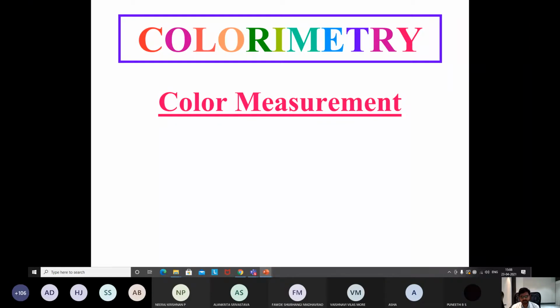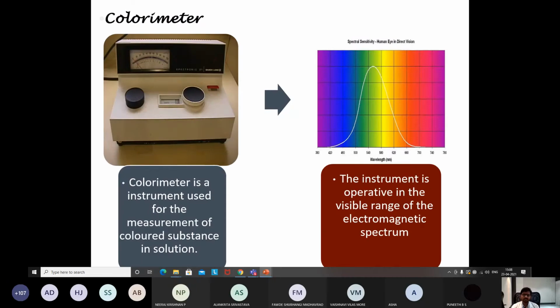Colorimetry is measurement of colors. To measure the colors, we use an instrument called a colorimeter. This colorimeter can measure the colors which are in the visible range, that is 400 to 700 nanometers. This instrument is used to measure the colors of solutions, and it operates only in the visible range, from 400 nanometers to 700 nanometers.